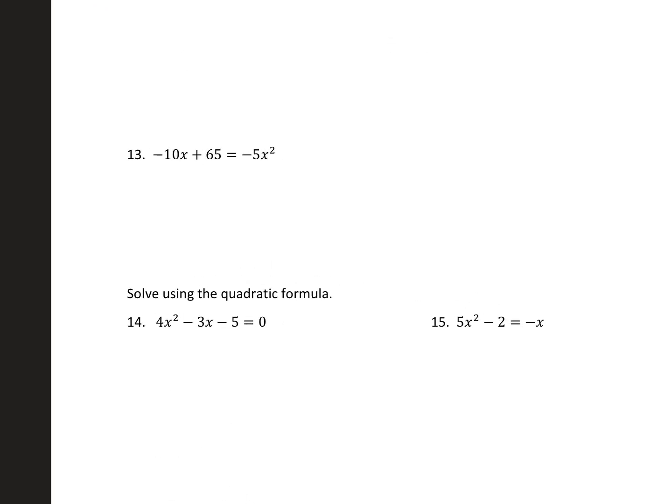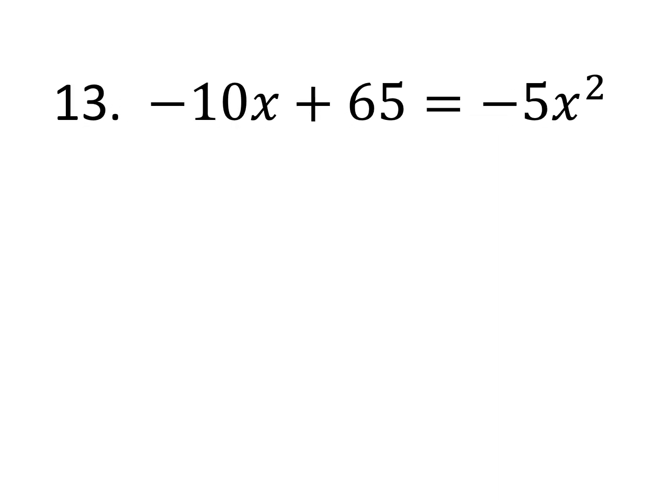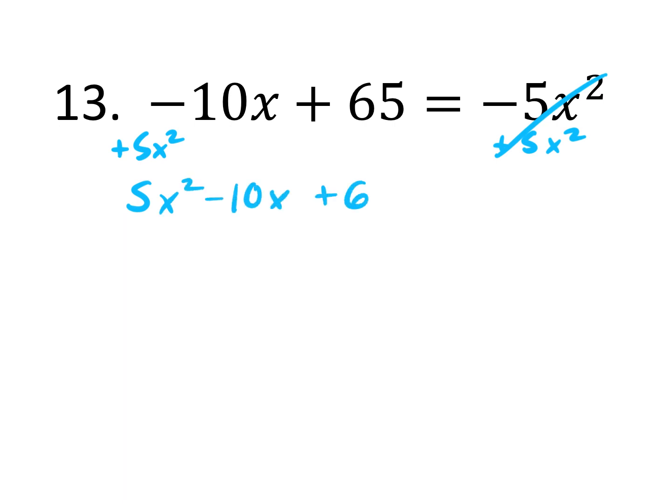Next, we're going to solve by completing the square. So let's look at 13. What should I do first for 13? Add 5x squared, move it to the other side, and put it in standard form. So 5x squared minus 10x plus 65 is equal to 0.